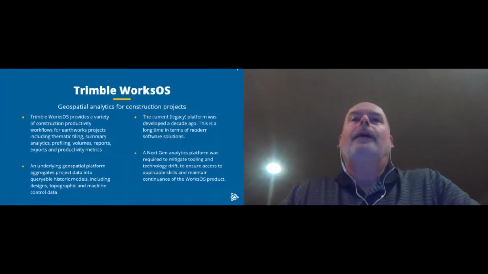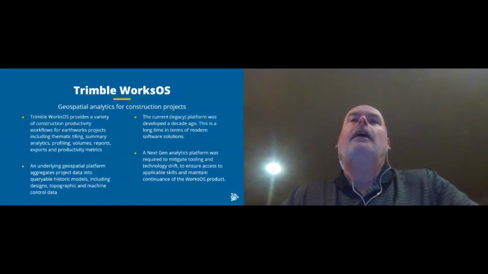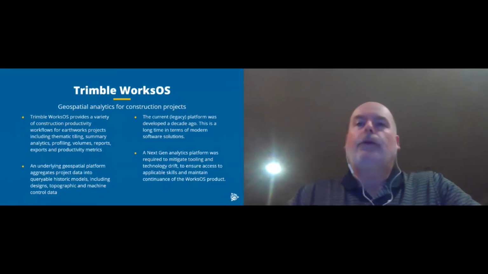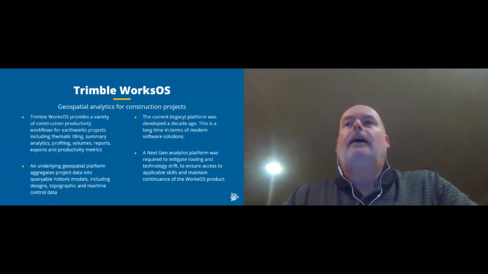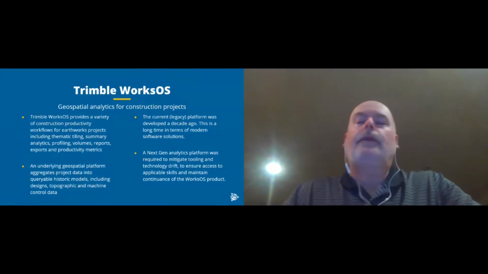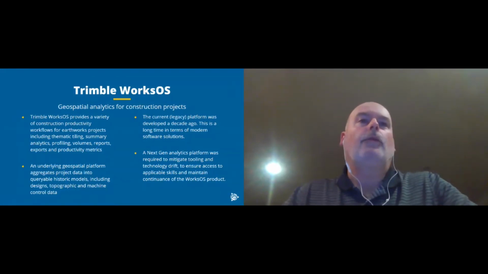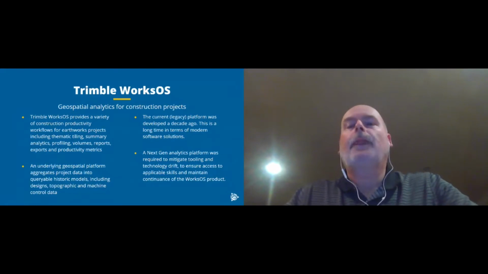So Trimble Works OS is our client-facing product that provides geospatial analytics for construction projects. It provides a whole variety of workflows to do with how customers run their projects, and it gives them insight into various analytics. They can perform spatial profiling to see if things are being built correctly, perform volumes calculations, reports, exports, and various other metrics.